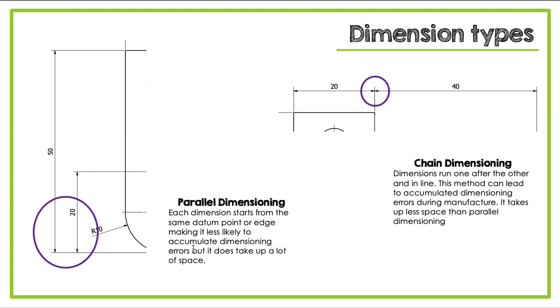So with parallel dimension, it can take up a lot of space, because the more lines you've got, the further out this is going to be. With chain dimensioning, it's all on the one line, so it's taking up less space. However, it can lead to more errors because you're having to try and work out specifically what line it leads to. So if you have lots and lots of lines and lots of chain dimension, it can sometimes get a little bit confusing. So the two you would need to know and identify is parallel and chain.